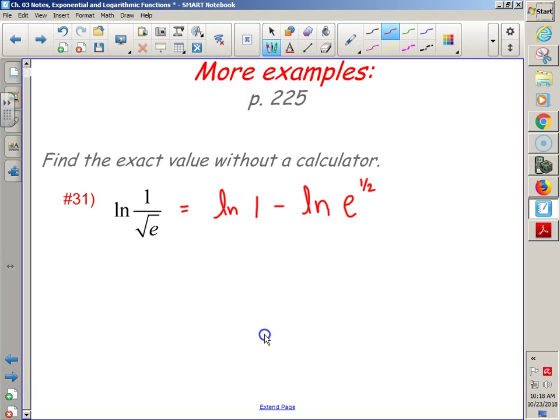Wait a minute. How did Matthew even go to the 1/2? You guys remember that? The square root is a 1/2 power. So ln of 1 minus ln of square root e, he made it e to the 1/2. And he started actually to go even further. He's doing lots of steps in his head. But can't we power down? So we have ln of 1 minus 1/2 ln of e.